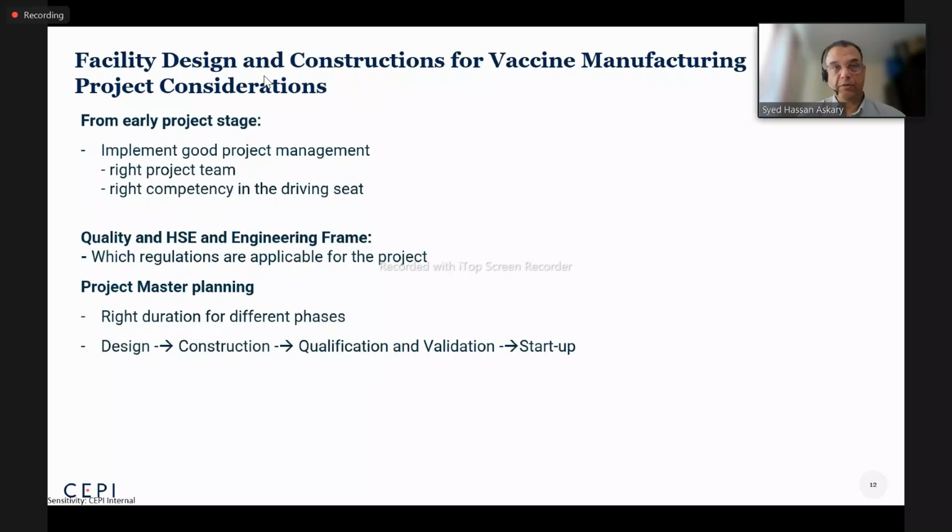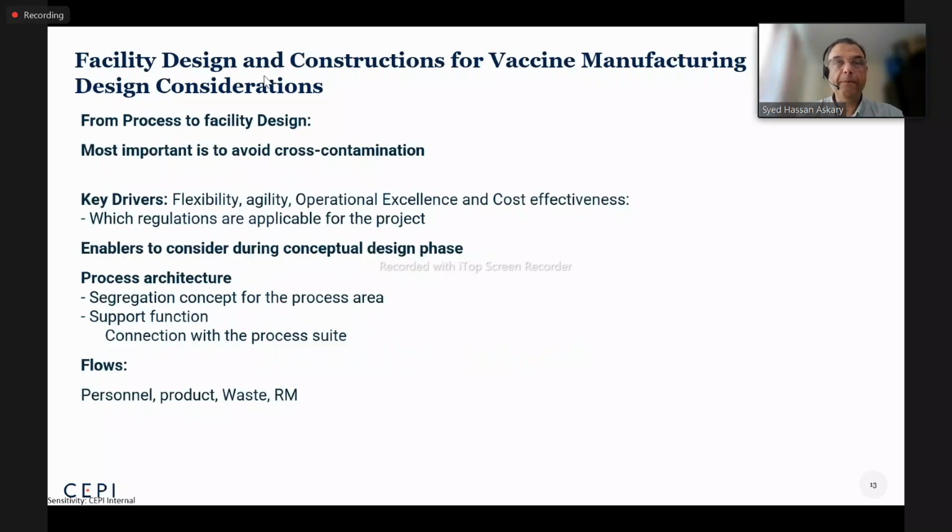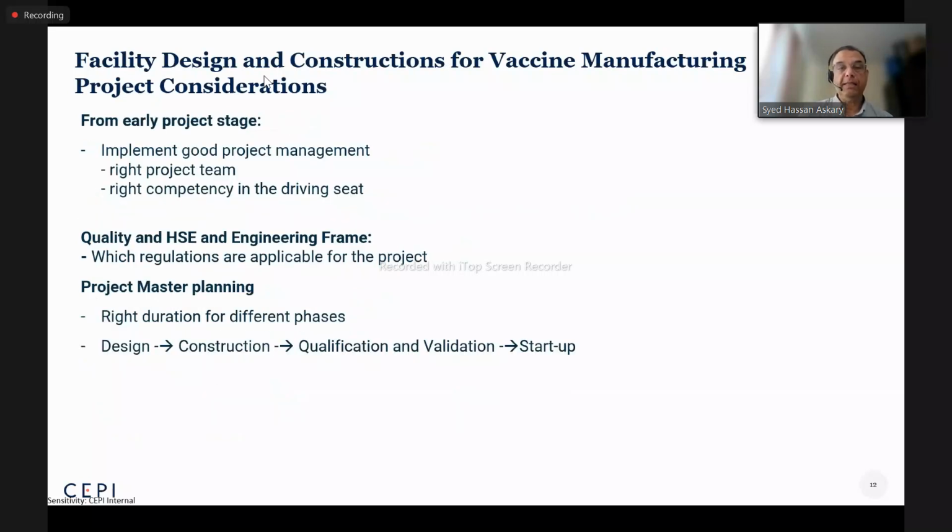And then project consideration for the design. These all need to be built up in the design stage for the facility. Early product stages, quality, HSE, engineering frame, what regulations are applicable, and then master planning is required. A master plan has to be built up, which means you need to have everything designed and defined before you go into building the facility, constructing the facility.